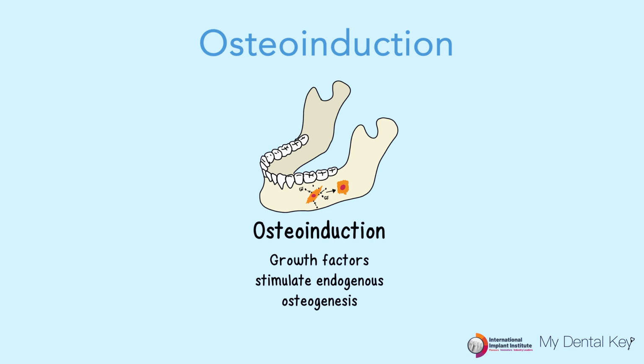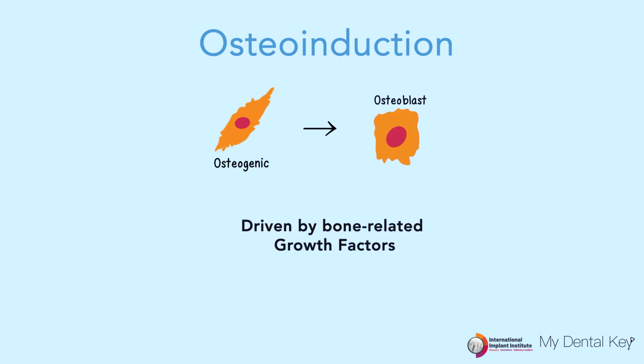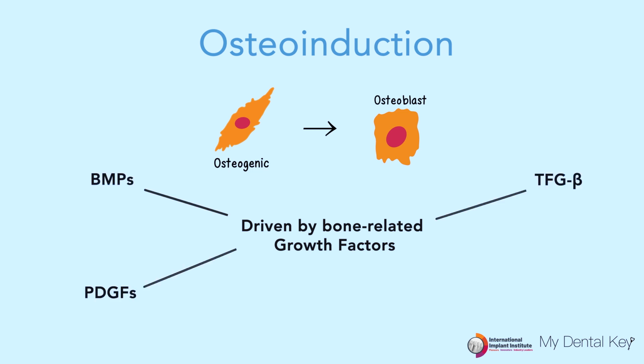Osteoinduction refers to the process of initiating osteogenesis. Specifically, it involves the material's ability to stimulate osteoprogenitor cells to differentiate into osteoblasts. This is done through growth factors that are associated with bone formation, such as bone morphogenetic proteins, platelet-derived growth factors, transforming growth factors, and fibroblast growth factors.